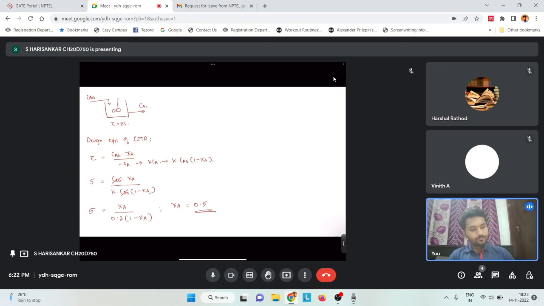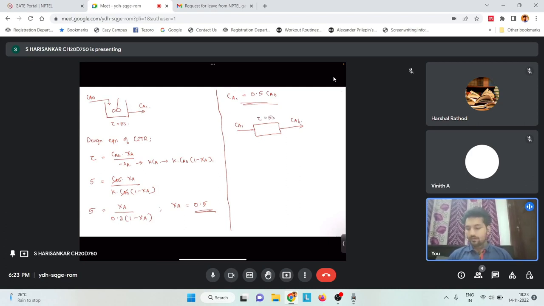So what this means is basically Ca1 is basically 0.5 Ca0. Now let us move on to the next case, which is the PFR that is connected in series. So the entry of this PFR will be Ca1, and the exit will be CAF. And here also the space time is 5 seconds.